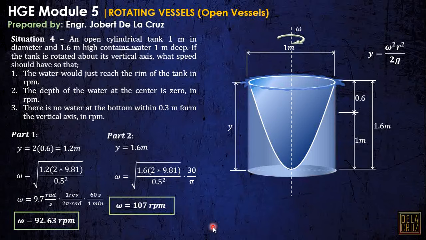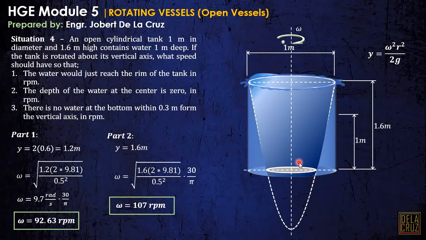Okay, for number 3, there is no water at the bottom within 0.3 from the vertical axis. That is from the vertical axis. So, if you can imagine that one, pag magkakaroon na ng parang hole or wala ng water dito sa gitna, our imaginary paraboloid will be this one. Okay? So, hindi ito nabutas ha. Hindi nabutas yung ating vessel. Magkakaroon lang ng hole dyan. Hindi butas, magkakaroon lang ng parang void ng water dyan. O parang pag pinaikot mo yung palanggana with water, magkakaroon yan ng hole dyan.